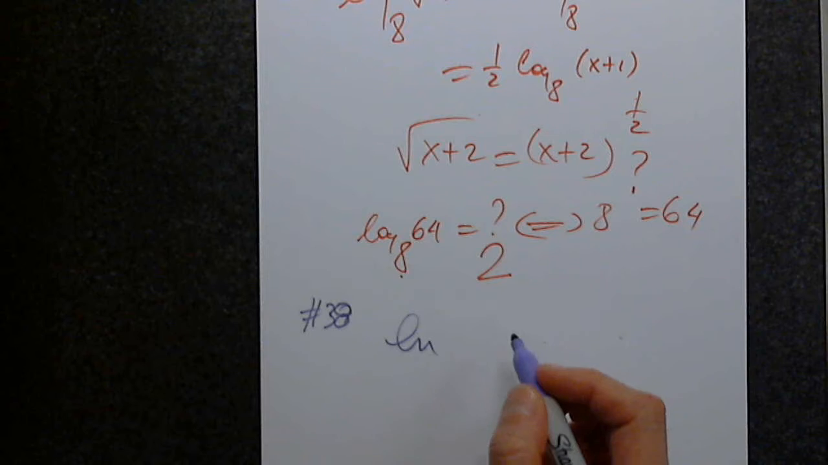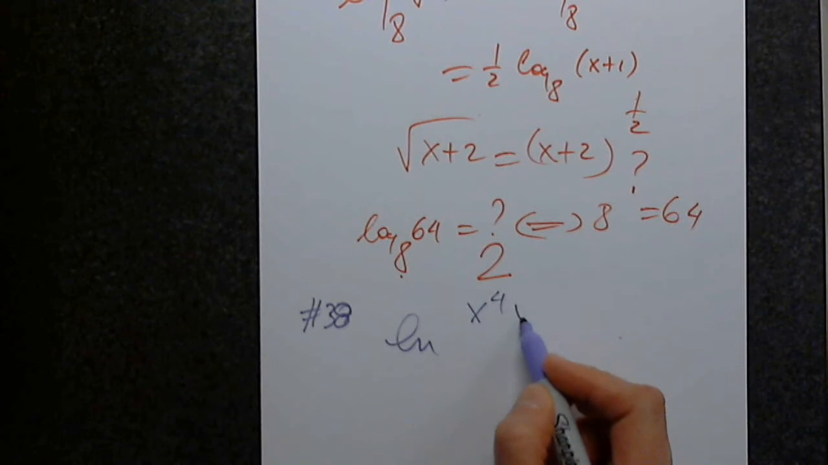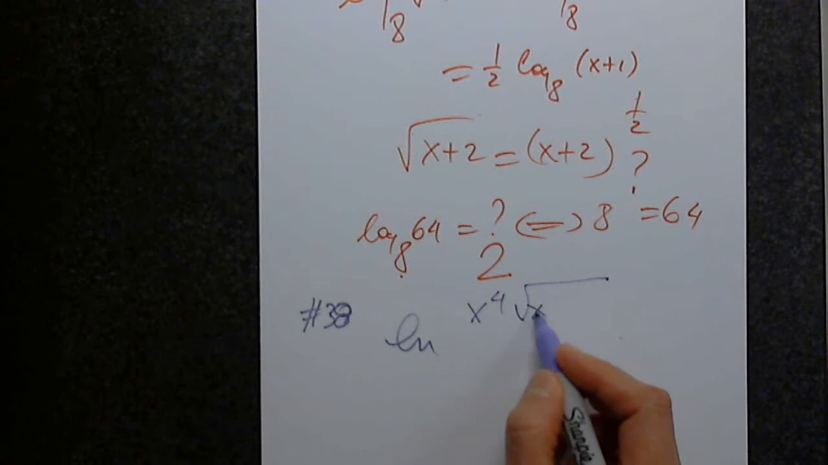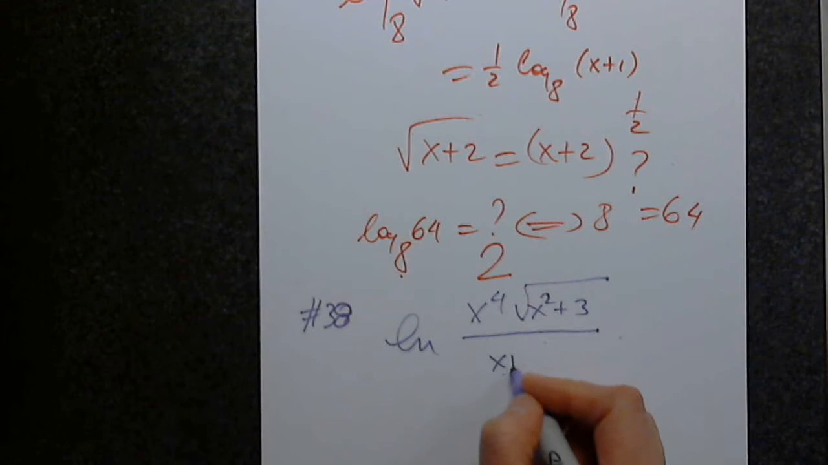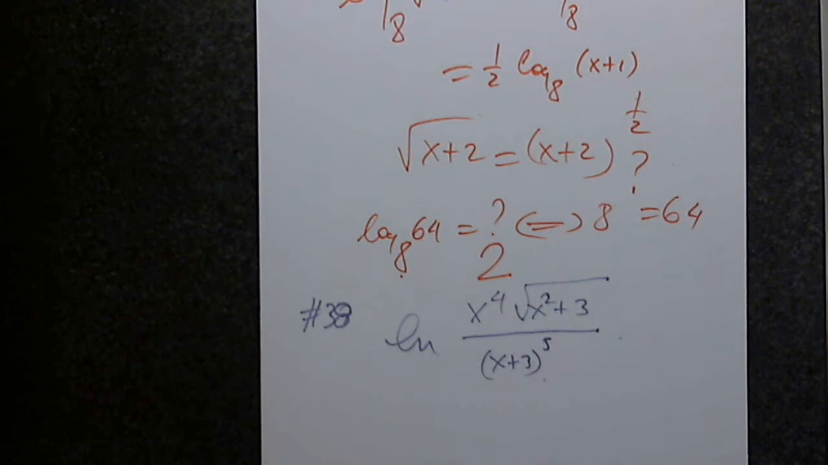Natural log of the top, x to the 4th times the square root of x squared plus 3, over x plus 3 to the 5th. Let's count how many factors we see. How many factors do we see at the top?